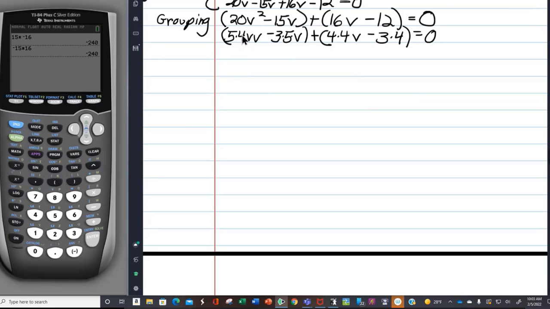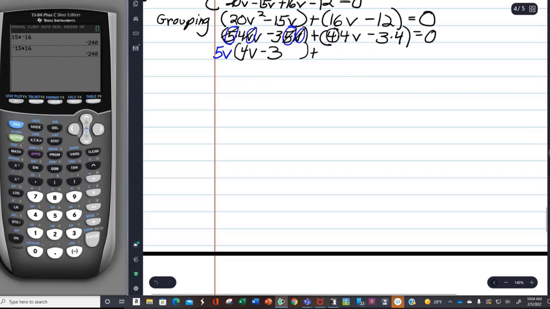So looking here at V times 4 times V minus 3 times 5 times V, both terms have a 5, and both terms have a V. And that's it. So 5V is my GCF. I mark out my 5 and my V, and my 5 and my V, and my leftovers are 4V minus 3. Then I come over here and do the same thing. Each of these terms has a 4. So 4 is the GCF, the greatest common factor.